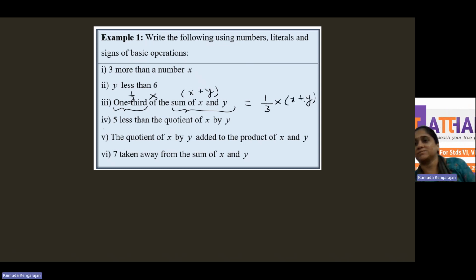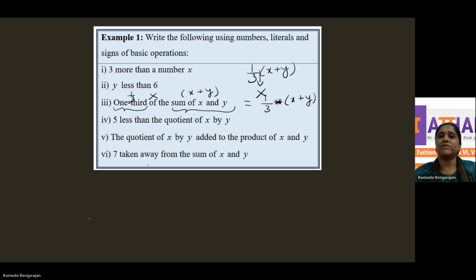X plus Y in a bracket. That's all. Put everything together: 1/3 into X plus Y. Now you can also take away the multiplication sign and write it like 1/3 (X plus Y) without that sign. When there is no sign, it means it is multiplication.